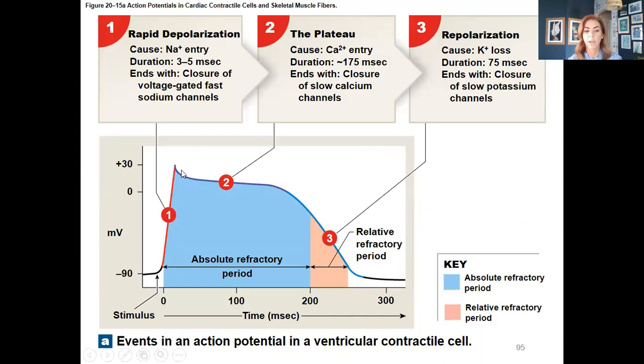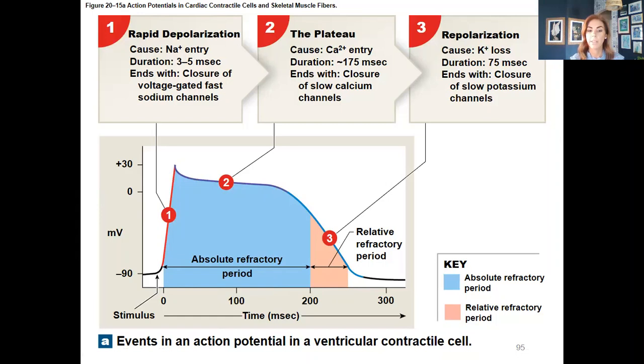So if we look at a picture of this, what you can see here is number one, this very sharp rise up from -90 to this +30. So this is our depolarization because of the fast sodium channels. And then you can see here our plateau is the second one. So remember, this is due to the calcium. And you can see here also during this time frame, the absolute refractory period is very long. I'm going to talk about that in just a second. And then for the final step, the repolarization, this is due to potassium leaving the cell through those potassium channels.